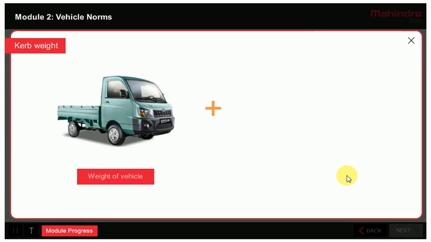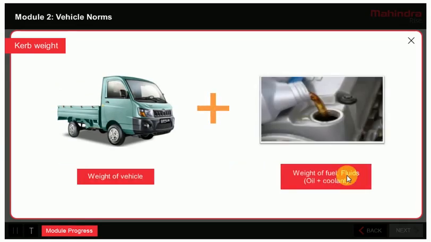Curb weight is the weight of the vehicle with fluids like fuel and coolant, but without any passengers or luggage.